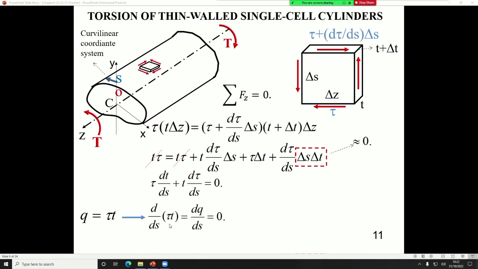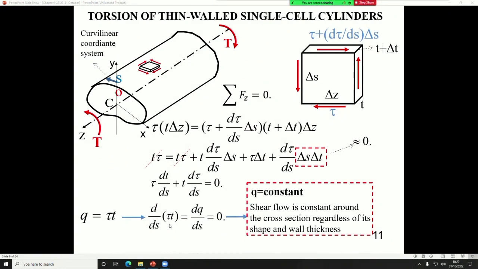Now, if the derivative of a function with respect to a variable is equal to 0, it means that function must be a constant value, based on what you already know from mathematics. So it means, if I apply a torque to a single cell tube, regardless of its shape, the torque imparts a constant shear flow around the section. So the only assumption is that the section is single cell. So if I apply torque, I repeat, regardless of its shape, the outcome is a constant shear flow around the section. And Q is the product of the thickness and the shear stress, or the force applied per unit length of the cross section. Any questions on slide number 11?